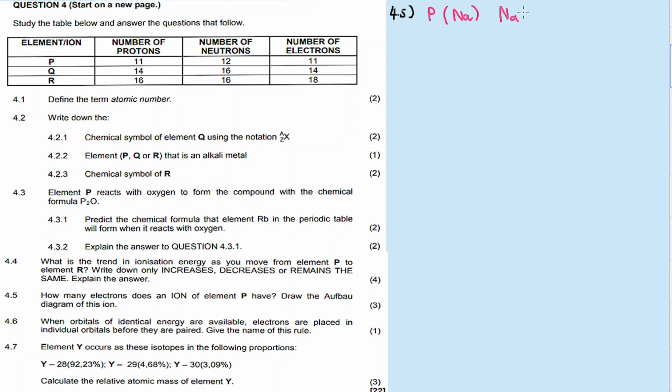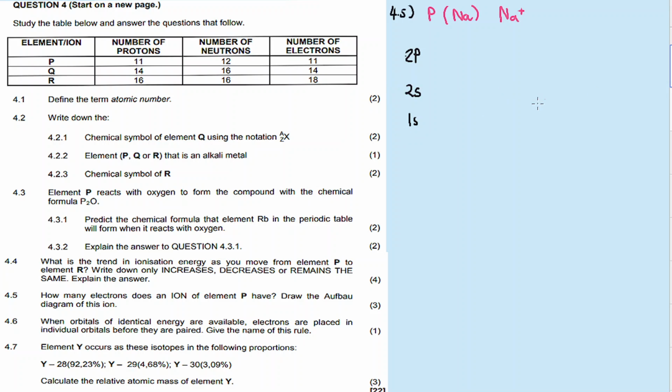Is Na plus 1, since metals lose electrons during a chemical reaction. So now, elements in group 1, sodium for example, lose an electron, so it becomes Na plus 1. Therefore the Aufbau structure or the diagram, we begin with the energy levels.